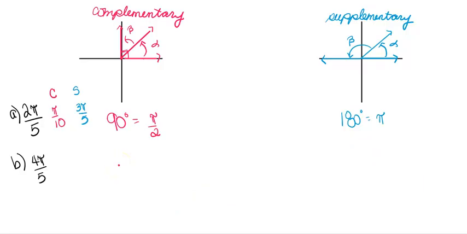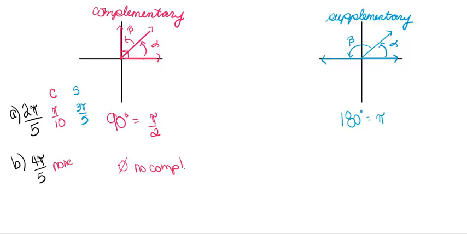Now let's do the same thing with 4 pi over 5. Can I find its complement and supplement? Well, first of all, 4 pi over 5 is greater than a half of a pi. Therefore, it has no complement. There's nothing I can add to 4 pi over 5 to get pi over 2. Therefore, there is no complement here. All right, none. No complement.